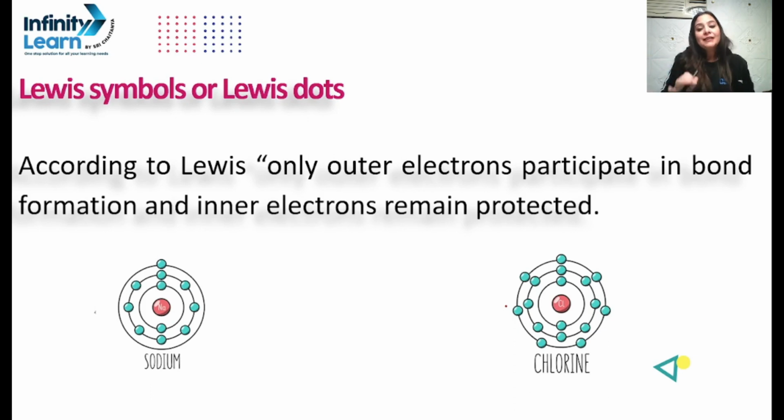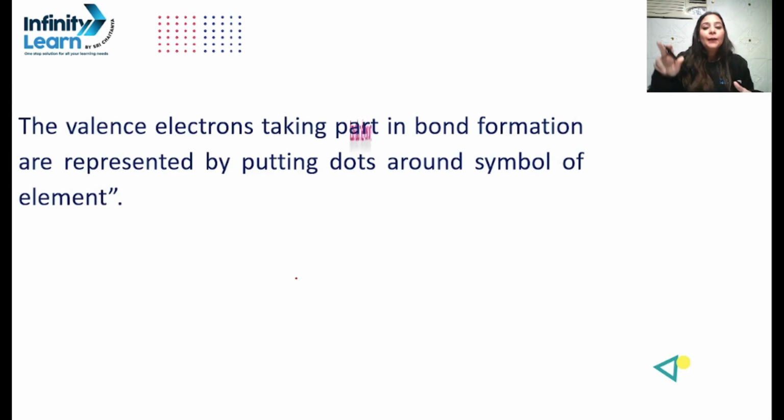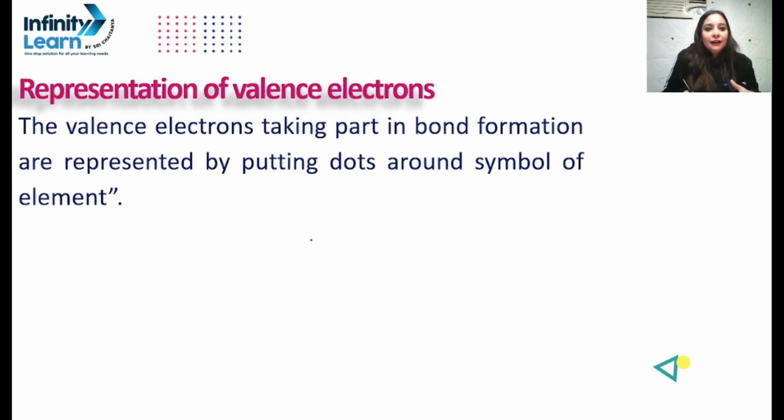Now Lewis is the scientist who explained how you can show the valence electrons during bond formation, because only the valence electrons are going to participate. So there has to be a certain representation of valence electrons, and they should look different from the other electrons. So they said that whenever a chemical bond is formed, whenever you are writing the symbol of any atom which is participating, you can always show its valence electrons with the help of dots. And those dots are put around the symbol of an element.